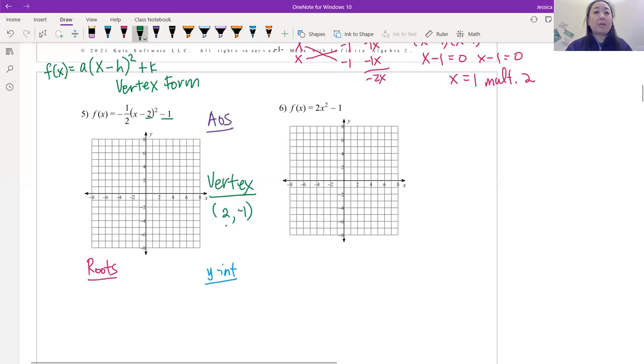All right, so our vertex is right here at 2, -1. Notice we did not do any calculations because it's already given to us. All right, so there it goes. There is the vertex right there, which we know the AOS lives there too. So we're going to draw in the AOS right here on the vertex. So that is going to be right here, x is equal to 2.